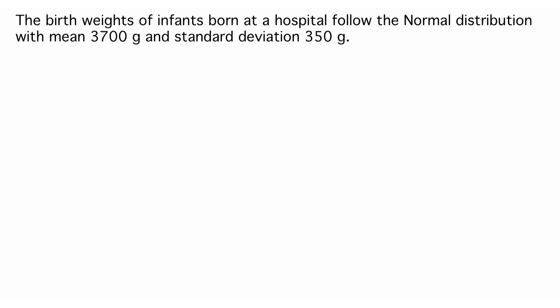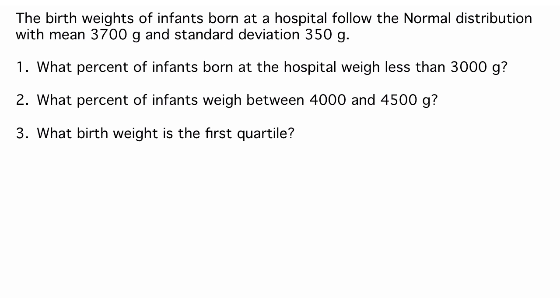Suppose we have a hospital and the birth weights of the infants born at this hospital follow a normal distribution. The mean of this normal distribution is 3,700 grams and the standard deviation is 350 grams. We'll work out the answers to these questions. What percent of infants born at the hospital weigh less than 3,000 grams? What percent of infants weigh between 4,000 and 4,500 grams? And what birth weight is the first quartile, the value such that 25% of the babies are less than or equal to that weight?